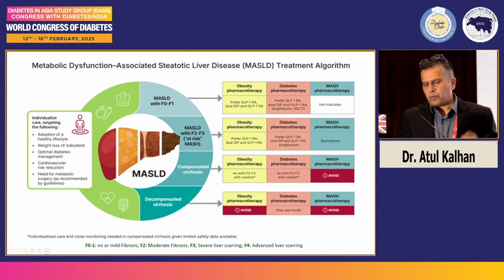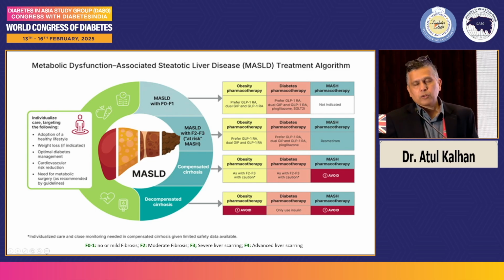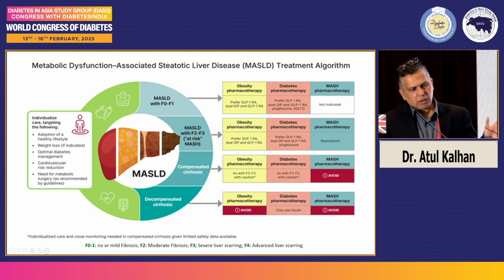MASH specific pharmacotherapy, which as an endocrinologist excites me, is for the F2 and F3 group. Unfortunately, this is still not available in the EU or UK at the moment. But the FDA, the Americans, have approved this medication, which acts on the thyroid hormone receptor, is beta selective, and increases free fatty acid oxidation. I've mentioned the name in here. I've not used it, and again, this needs to be carried out under experts' supervision.